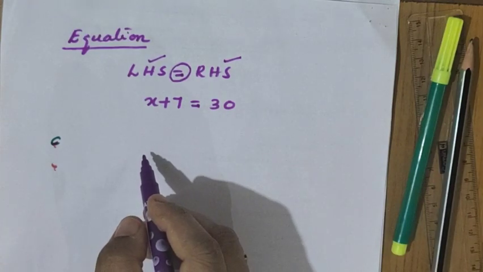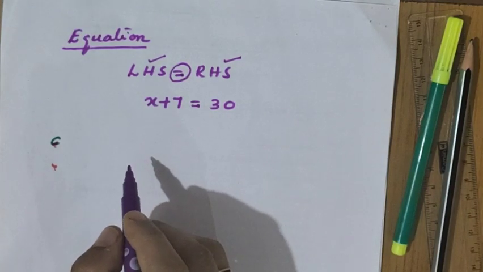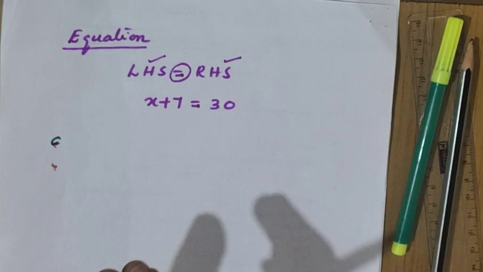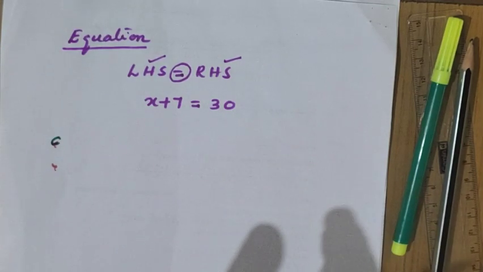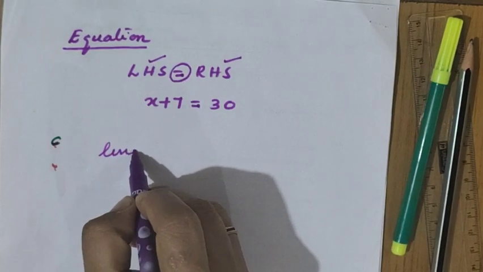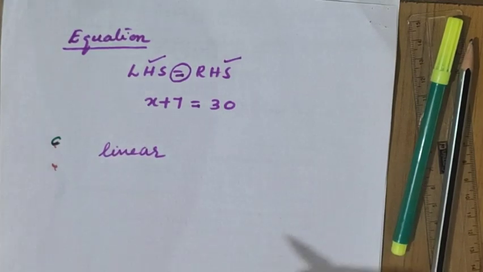In lower classes we have already studied what an equation is. Today's topic is what a linear equation in two variables is. So from that, you understood the meaning of equation. Now the next part is, what is a linear equation? What is meant by the word linear?